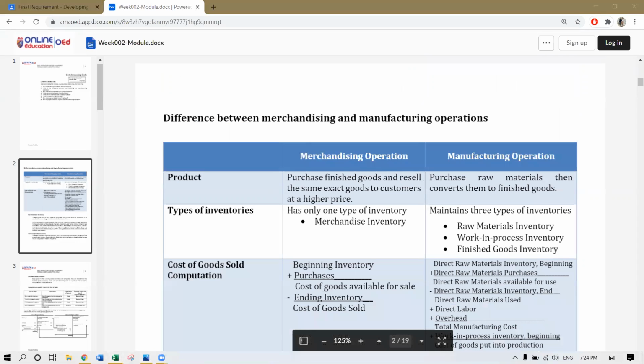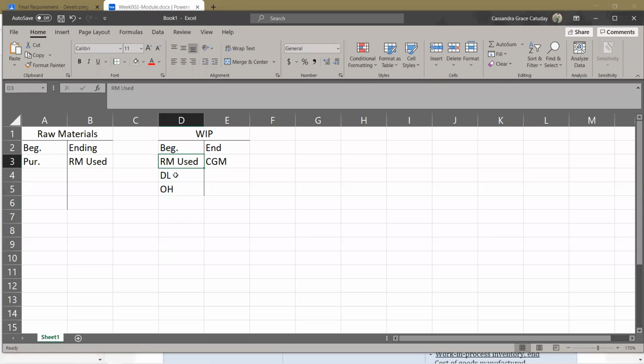This is it. Cost of goods put into production. All of these from here, together with the direct labor and overhead, these are the cost of goods put into production. When you include beginning minus ending, it's what we call the cost of goods manufactured.